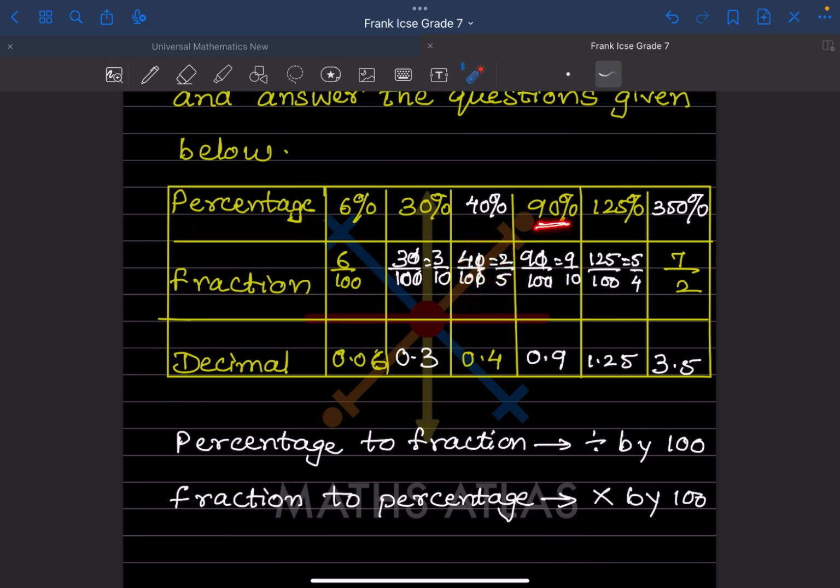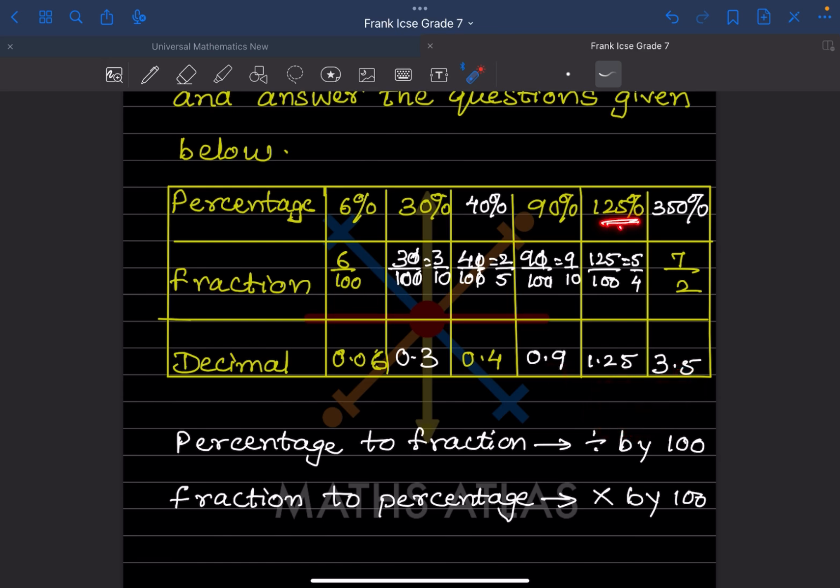Now this 90% is given. This 90% is going to be 90 by 100. This and this get cut, so that is going to be 9 by 10. So 9 by 10, how will you write it as a decimal? 9 divided by 10: you write 9 as it is, there is one 0, so you go backwards 1 place. That is going to be 0.9.